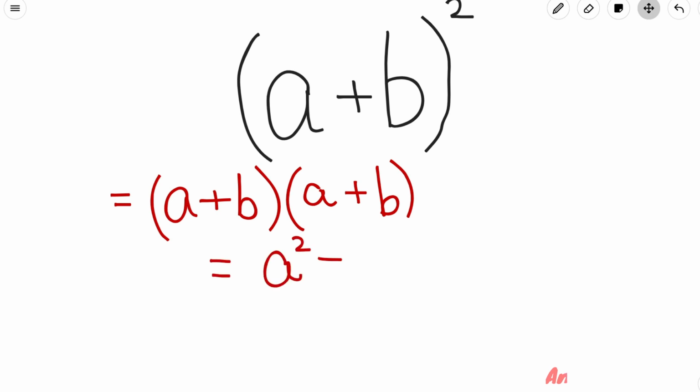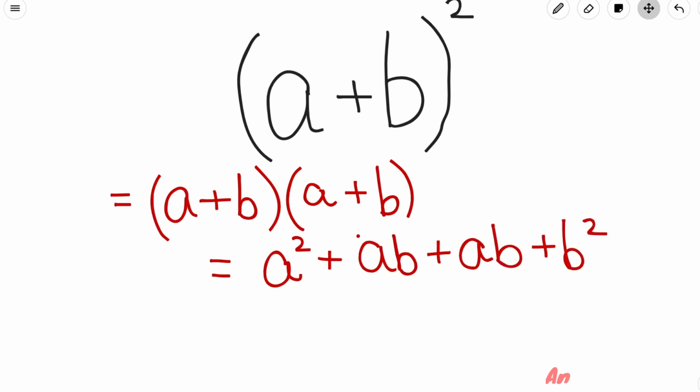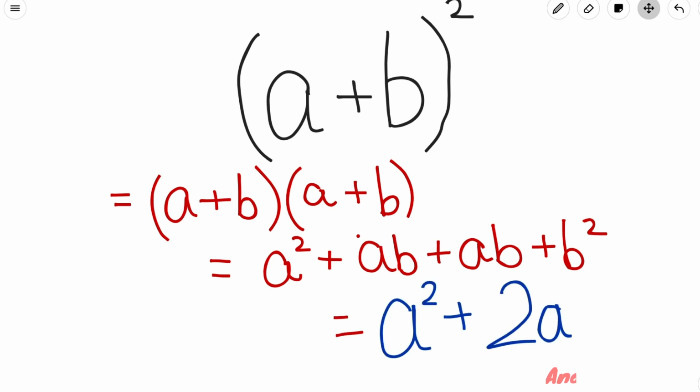So we get a square plus ab plus ab plus b square. Let's add both the like terms ab and ab. So we get a square plus 2ab plus b square. So we got that a plus b the whole square is equal to a square plus 2ab plus b square.